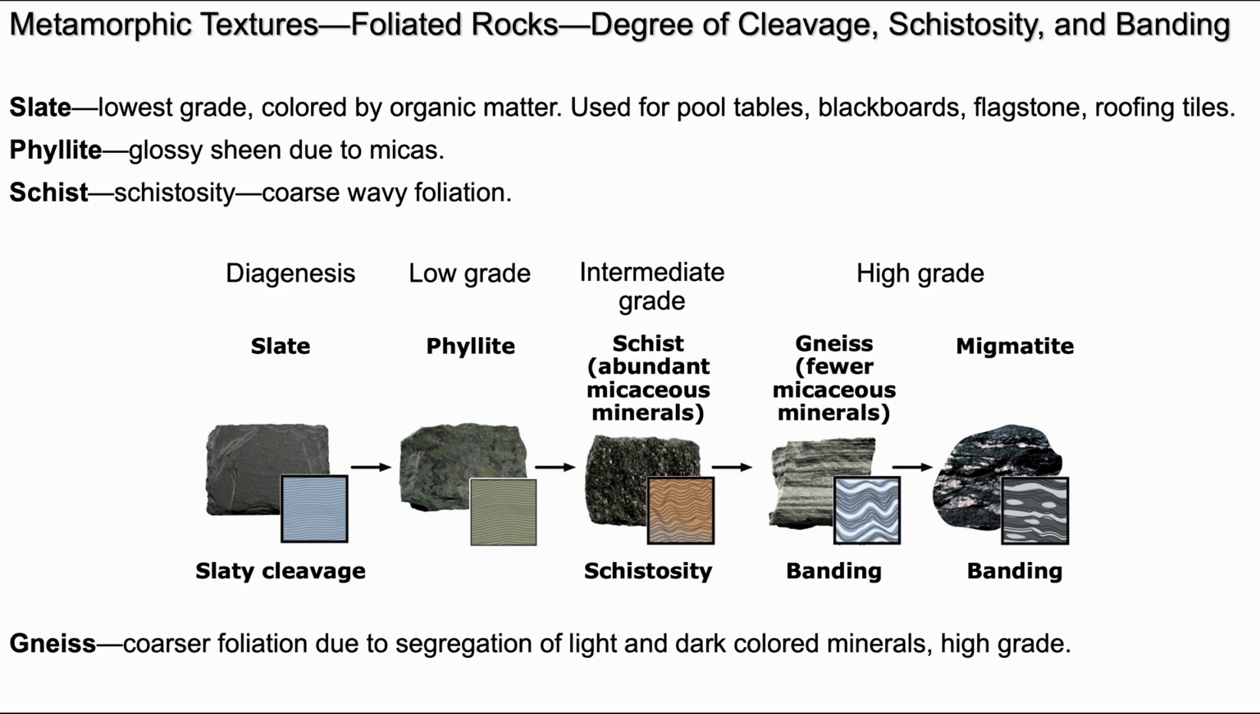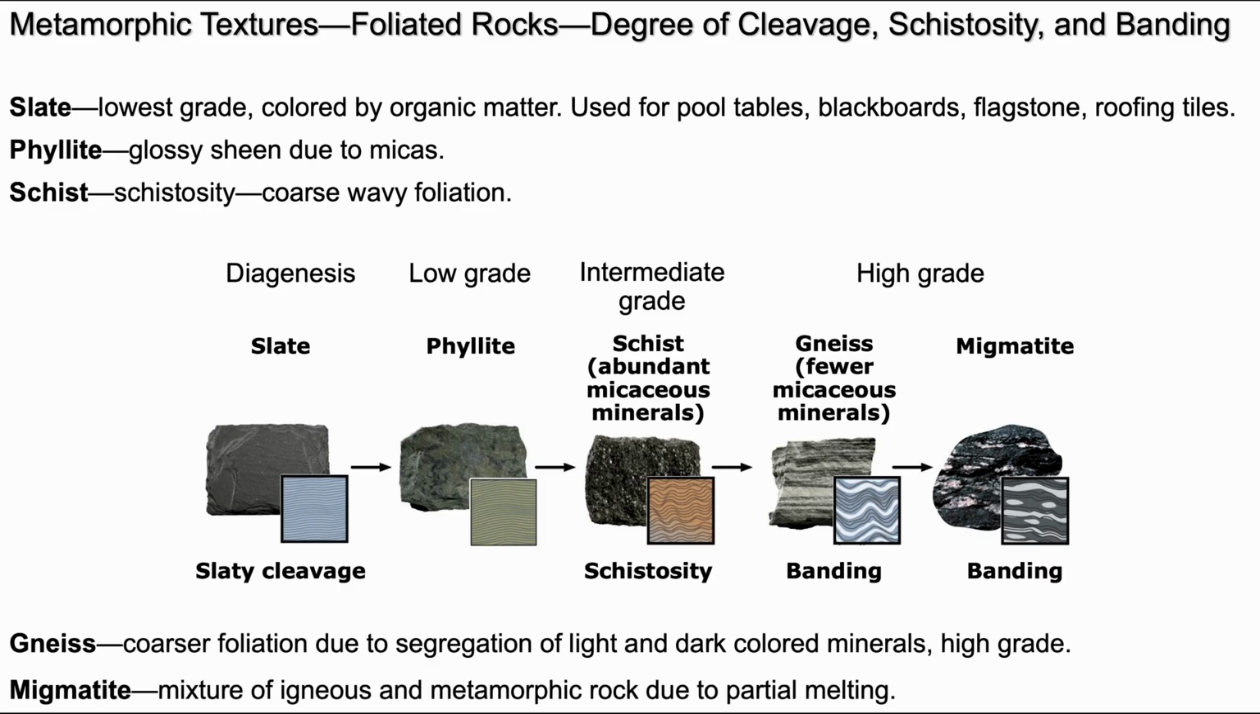A gneiss displays coarser foliation due to segregation of light and dark-colored minerals. These are high-grade metamorphic rocks. Migmatites, the highest grade, the highest of the high, are a mixture of igneous and metamorphic rocks due to partial melting. So it's mostly metamorphic, but with some melting, that implies igneous. Therefore, it's a true mixture of igneous and metamorphic rocks.